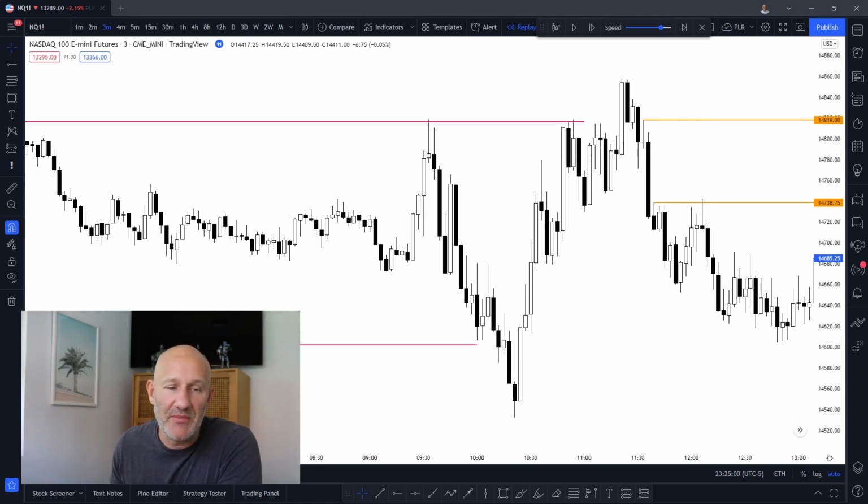So the rule of thumb that ICT uses is that once you've breached the low of this lower low, then you shouldn't chase it.